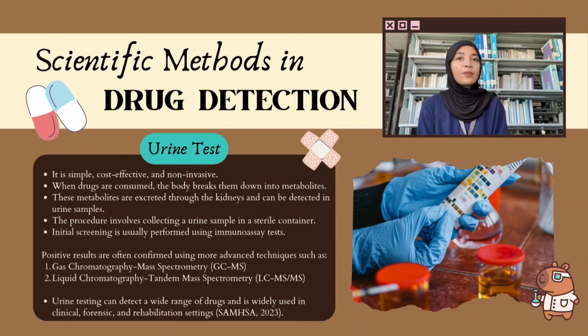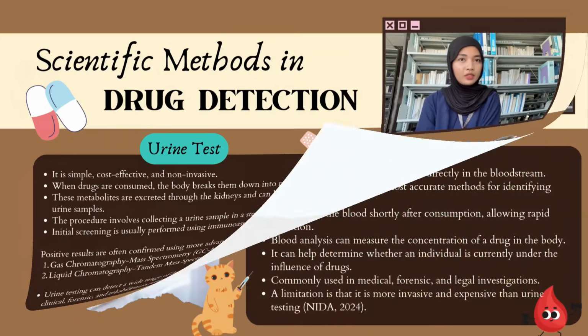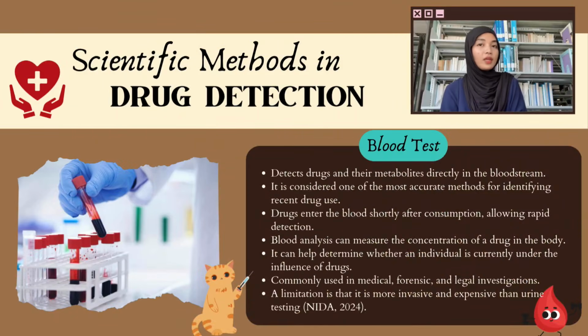The procedure typically involves collecting a urine sample in a sterilized container and analyzing it using screening tests such as immunoassay. Positive results are usually confirmed using more advanced techniques, including gas chromatography with mass spectrometry, or liquid chromatography with tandem mass spectrometry. Urine testing can also detect a wide range of drugs and is widely used in clinical, forensic, and rehabilitation settings.